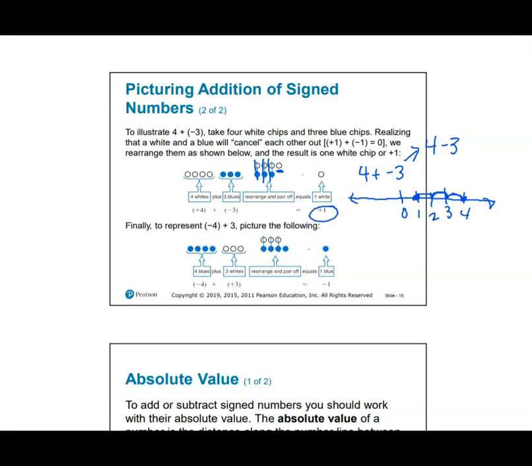This problem says -4 plus 3, so we would actually start our number at -4, and then we would want to add 3, so we get to move to the right 3, so our answer would be at -1.